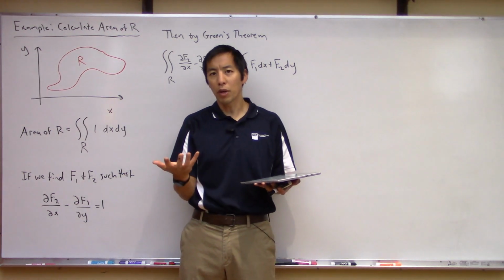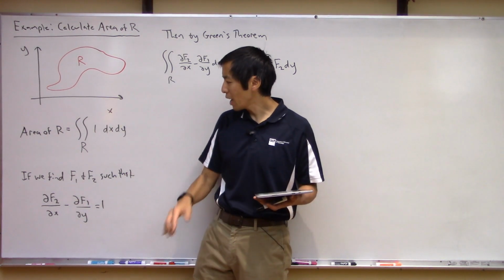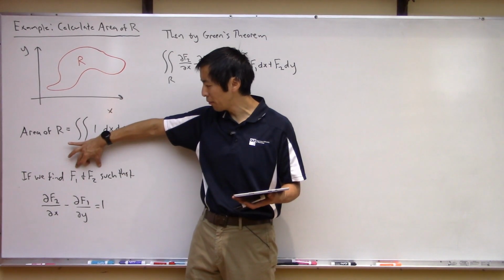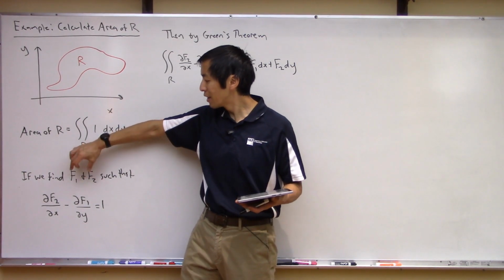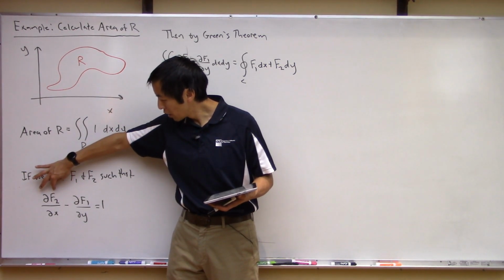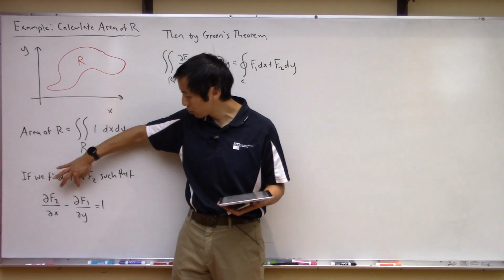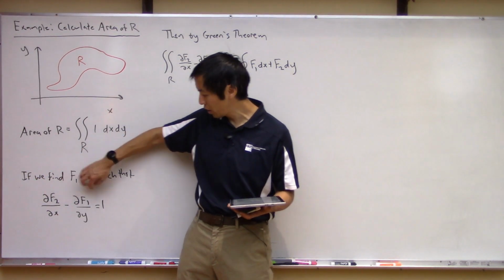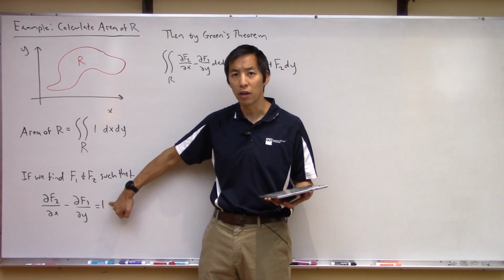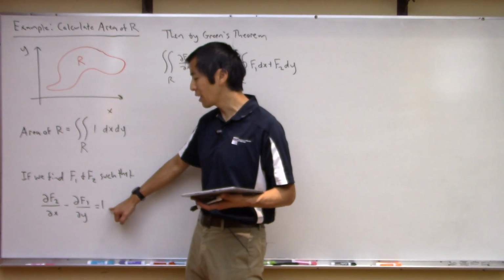Now, how can we bring Green's theorem to bear? What if we're able to just cook up some functions f1 and f2 such that by the time you take the x derivative of f2 and subtract the y derivative of f1, you get unity? You get 1. Okay, what does Green's theorem say in this case?